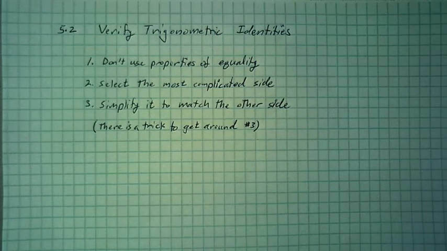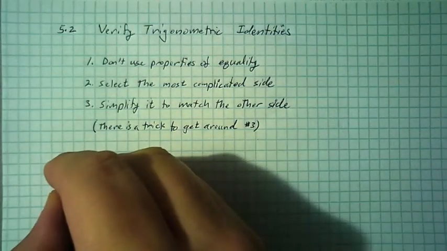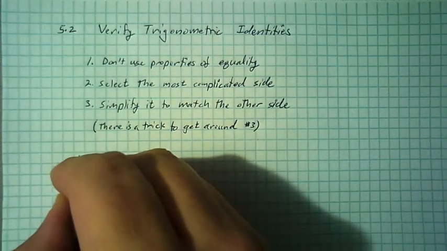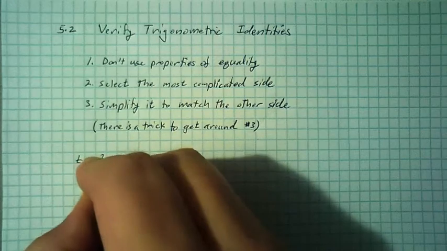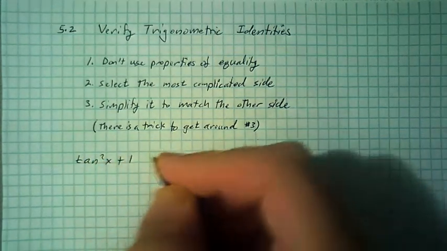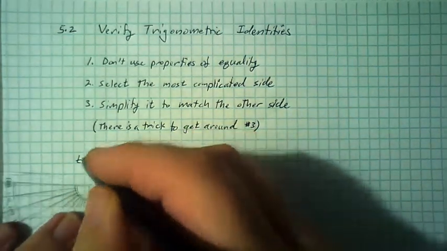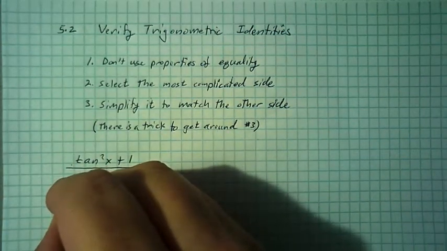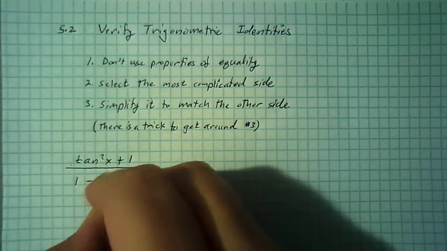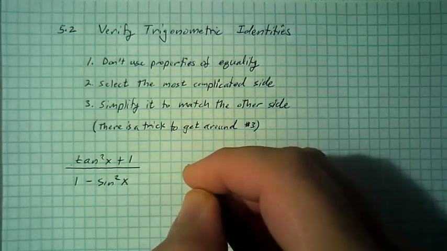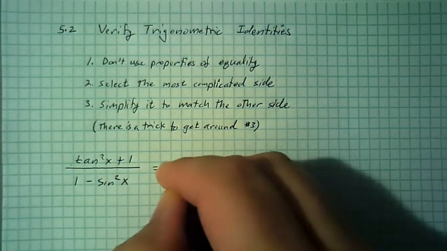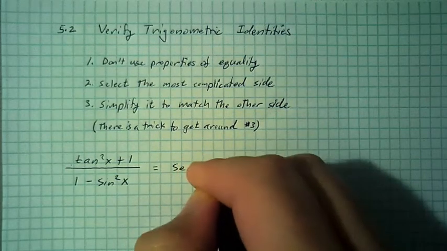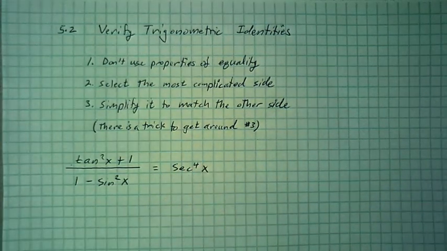If you don't know those already, you're going to want to learn those before you try to tackle this video. In our first example, we're going to try to verify that tangent squared of x plus 1 divided by 1 minus sine squared x is equal to secant to the fourth power of x, which is just kind of weird.